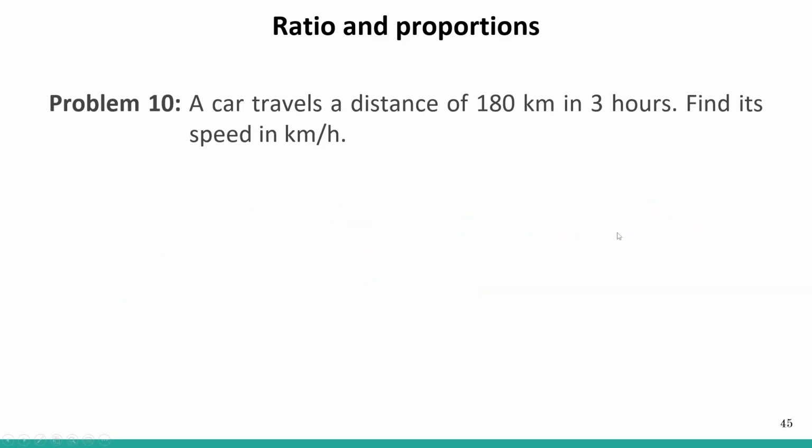So let's see problem number 10. A car travels a distance of 180 km in 3 hours. Find its speed in kilometers per hour. So a car travels 180 km in 3 hours. This is given here.